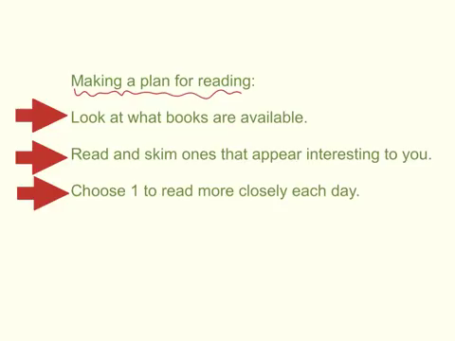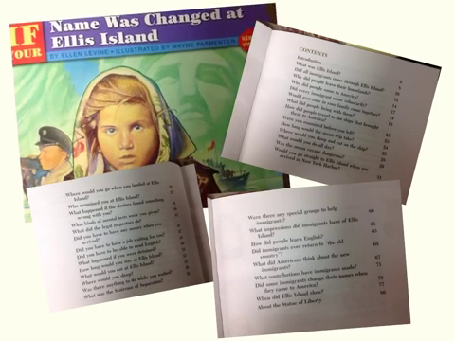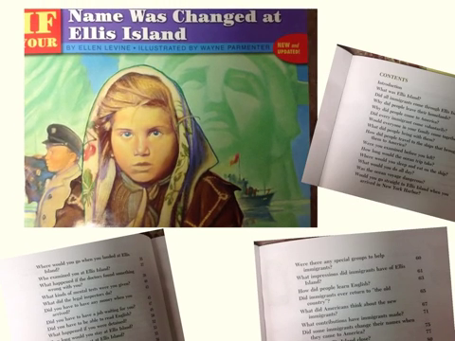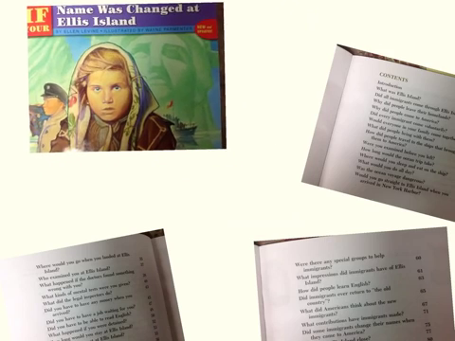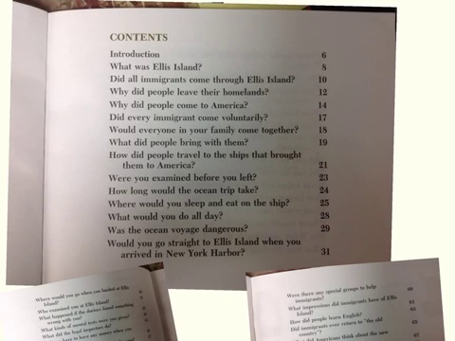Today, we are going to talk about what it means to read and skim ones that are more interesting to us. Readers, let's take a look at this book, If Your Name Was Changed at Ellis Island. This is a book that you are welcome to look at and read and take notes on. When I was looking at this book, I first turned to the table of contents and read that. I noticed that there is an introduction, and I thought that that might be important for me to read. Also, I don't have a lot of information about what Ellis Island is, so this might be another part that I would like to read.